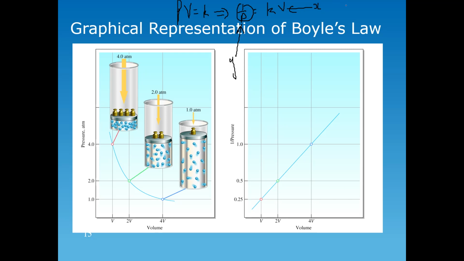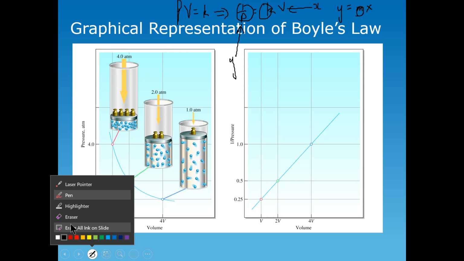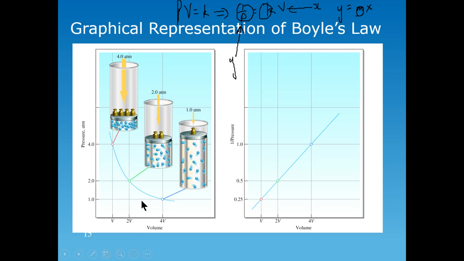So therefore, if you're familiar with the equations for different types of curves, you see that this is in the form of y is equal to mx, where m is the slope, right? In this case, m would be k, x would be V, and y would be 1 over P. And therefore, this is basically the equation of a straight line. As you can see here, it's a straight line, all right? So that shows you another way of graphically representing Boyle's law. Okay, so go back to my pen function.